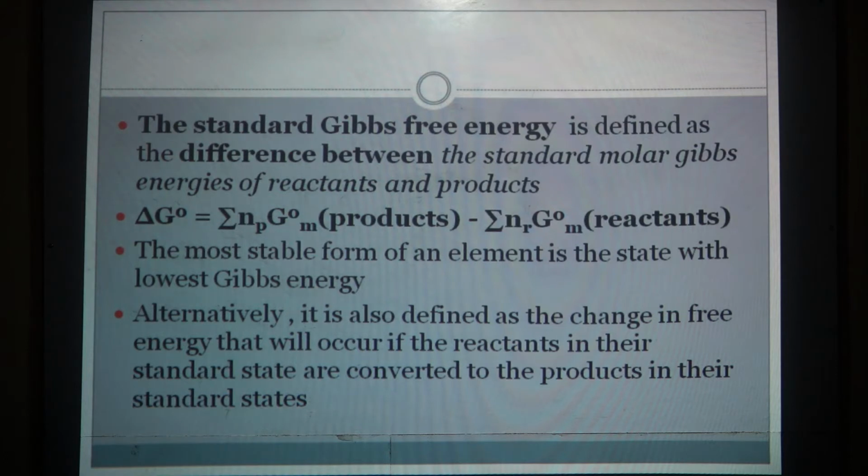Alternatively, it is also defined as the change in free energy that will occur if the reactants in their standard state are converted into products in their standard states.